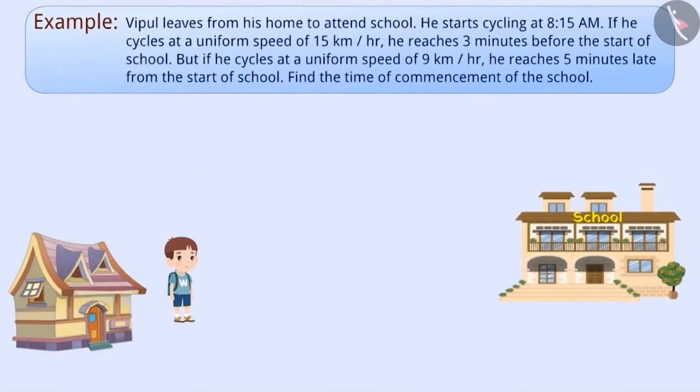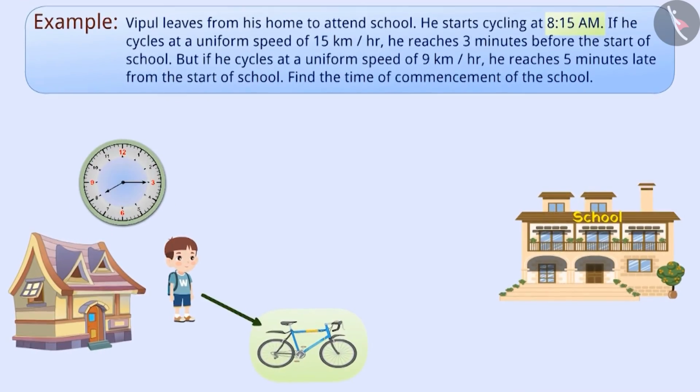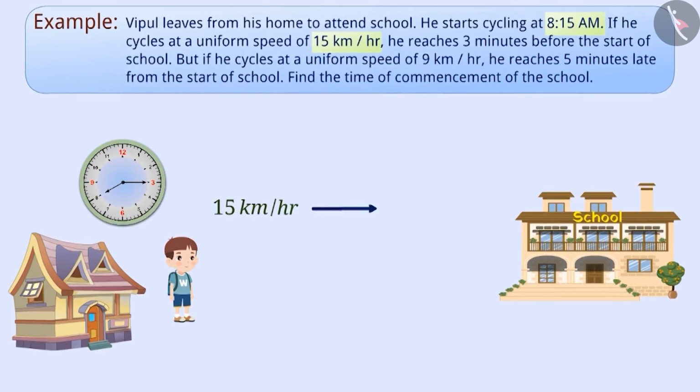Vipul leaves from his home to attend school. He starts cycling at 8:15 a.m. If he cycles at a uniform speed of 15 km per hour, he reaches 3 minutes before the start of school. But if he cycles at a uniform speed of 9 km per hour, he reaches 5 minutes late from the start of school. Find the time of commencement of the school.